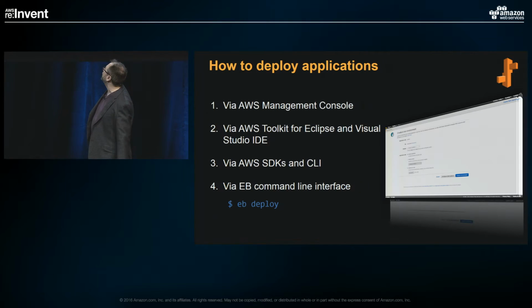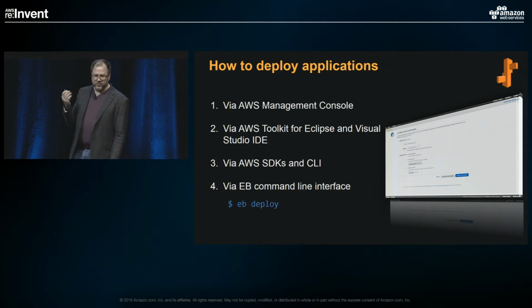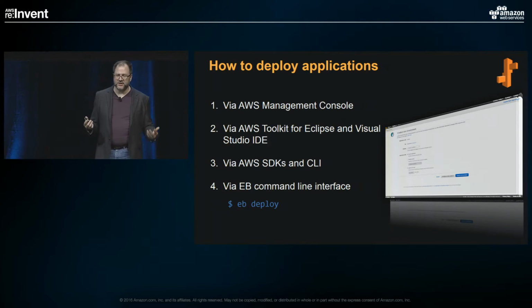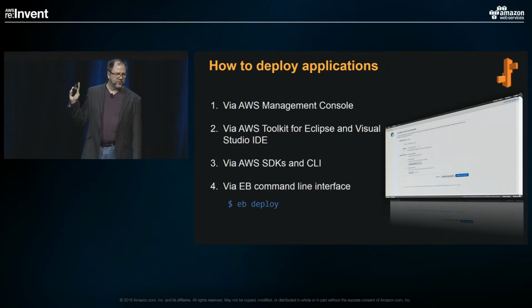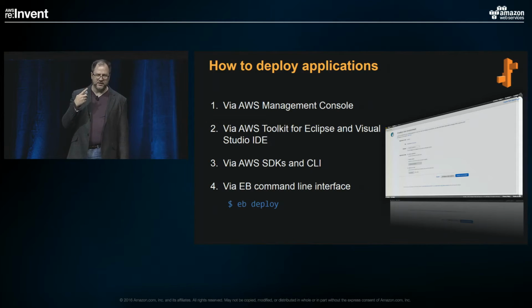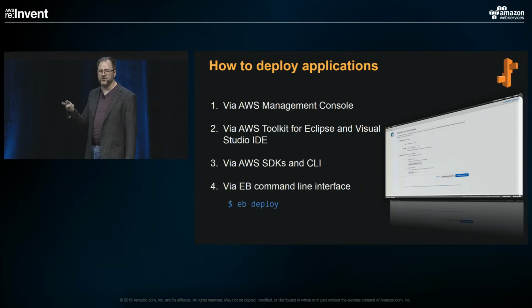How do you deploy them? Let's take a look. There's a lot of methods. You can do it through our console. We have a full web console, as you would expect for any AWS service. We also have toolkits for Eclipse and Visual Studio. So if you want to, you can do deploys directly from your IDE. Again, really helpful for fast turn iterations within the dev test cycle.